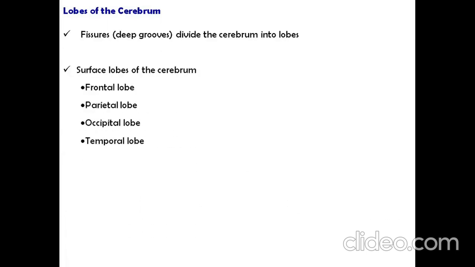Now the lobes of the cerebrum. The fissures, meaning the deep grooves, divide the cerebrum into lobes. The surface lobes of the cerebrum are the frontal lobe, parietal lobe, occipital lobe and the temporal lobe. The frontal lobe contains one bone, the parietal lobe contains two bones, the occipital lobe contains one bone and the temporal lobe contains two bones. Next is the frontal lobe.